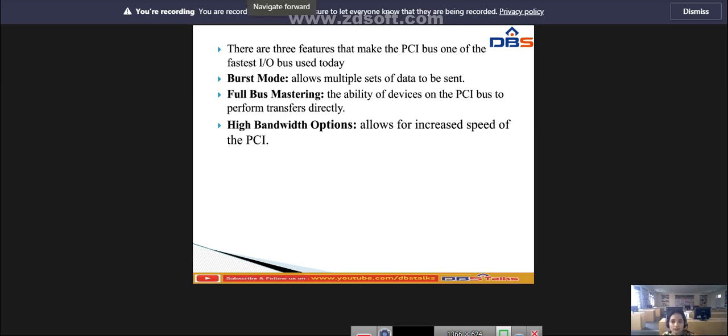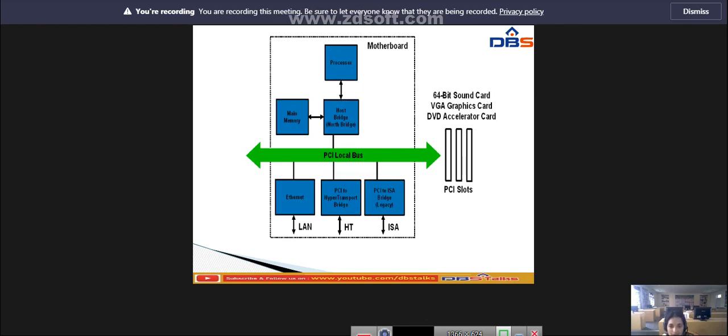So, this is the diagram I have. This is the processor, this is the main memory, and this is the host bridge, the north bridge, and this is the motherboard and PCI local bus. This is the Ethernet, PCI HyperTransport bridge. This is the PCI ISA bridge for legacy devices, and these are the PCI slots, with a 64-bit sound card, VGA graphics card, and DVD accelerator card. So, this is the motherboard of the system.